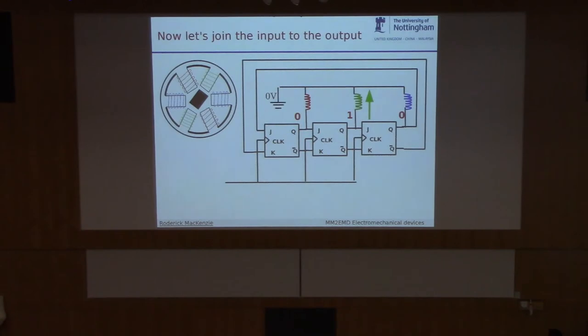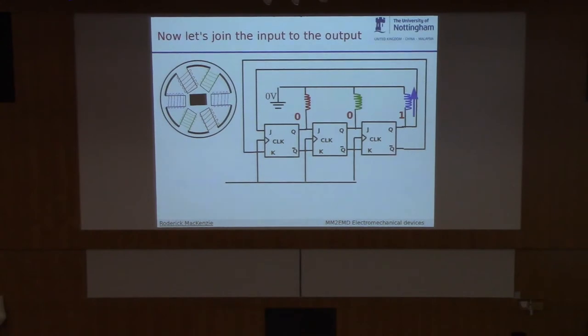So then what happens when we apply another clock pulse is this bit gets shuffled along the shift register again, because this JK flip-flop sees a 1 on its input and shuffles it along. So apply another clock pulse, all the bits jump, boom. And now this blue coil is turned on and our motor's rotated yet again. So we're now using a shift register, which was initially a digital to serial converter, we've changed it into a shift register, to drive the poles of our motor.